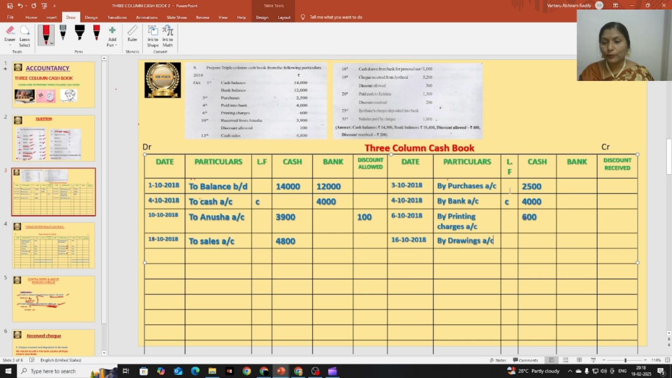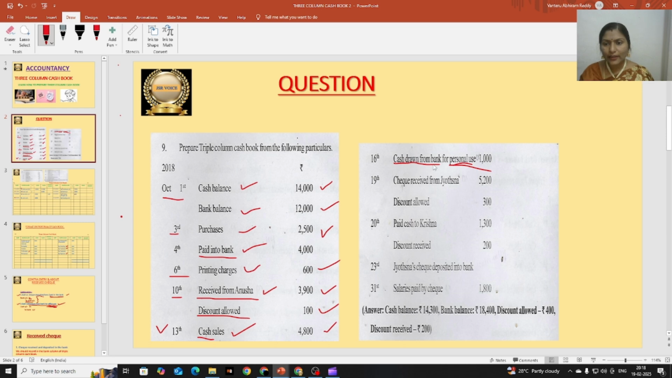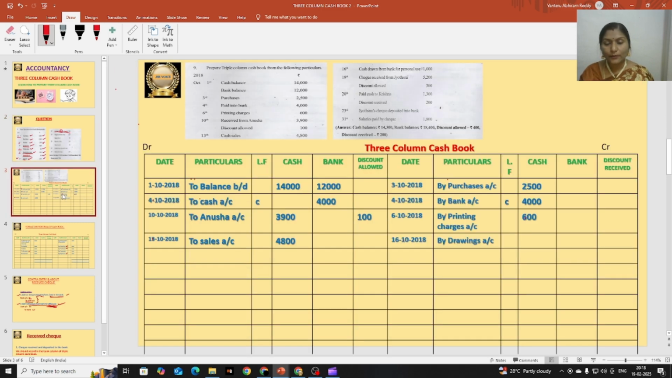And where will we put the amount? In the cash column or in the bank column? If you observe here, they are withdrawing from where? From the bank. So we have to put the amount in the bank column, not in the cash column. What is that amount? 1000 rupees. Record 1000 in the bank column. Hope this is clear for everyone.